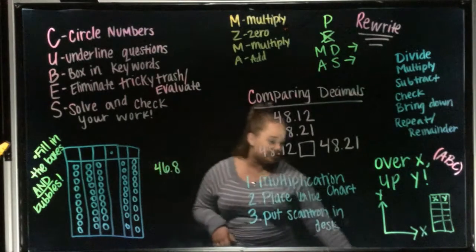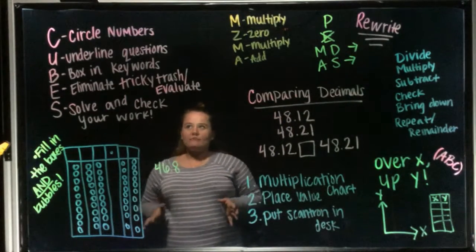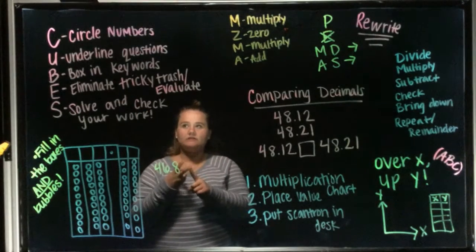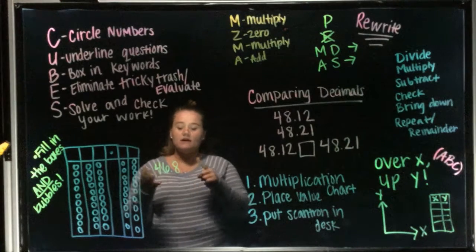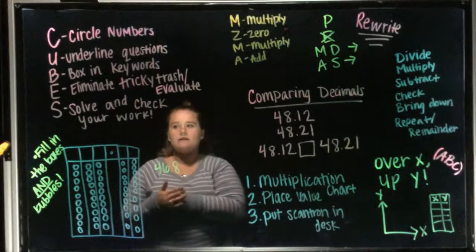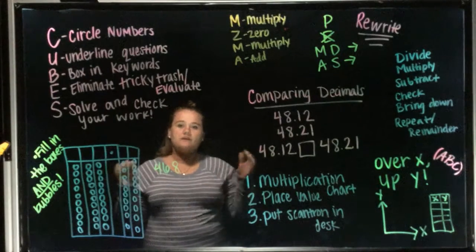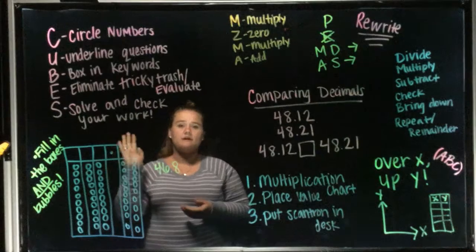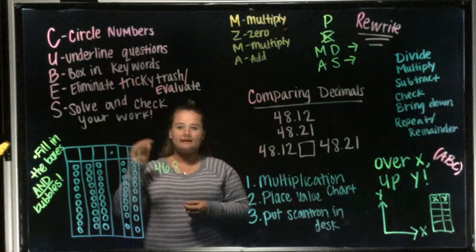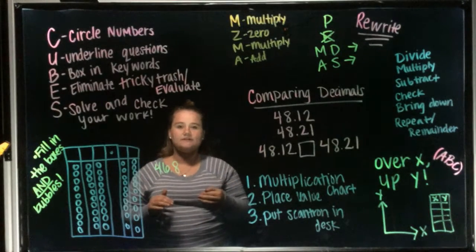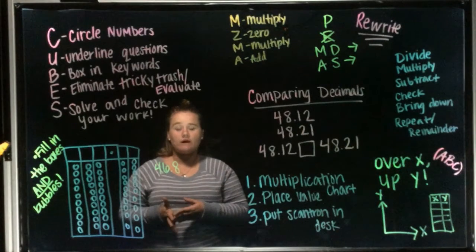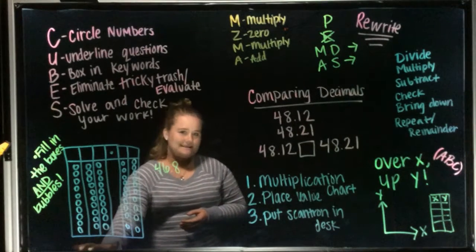I want to go over our strategies. So we know that when we're working out our math problems, we use cubes. So we're going to circle important numbers, underline the questions, box in our keywords, go back and look for that tricky trash. If it's not important, mark it out. Then evaluate. Then I want you to go back and solve and check all of your work. But you need to be using cubes on every single question. You know, in class, we write cubes out to the side and we use every single step until we find our answer. That helps us make sure that we have the correct information and that we're doing it the right way.